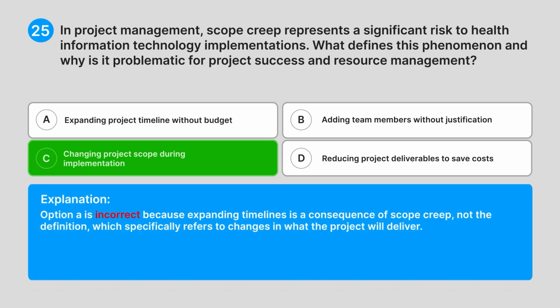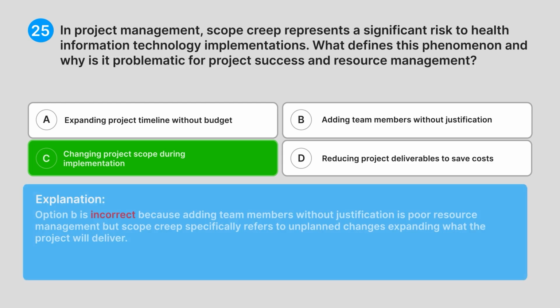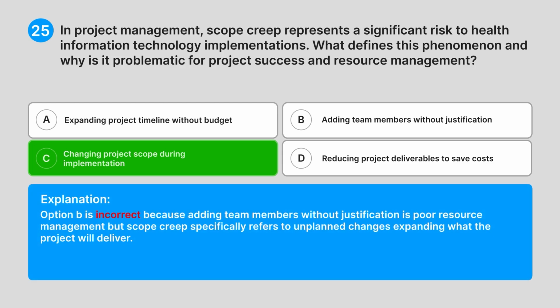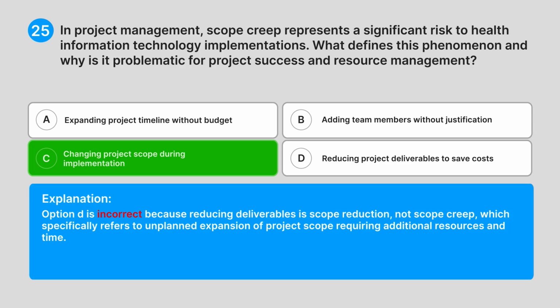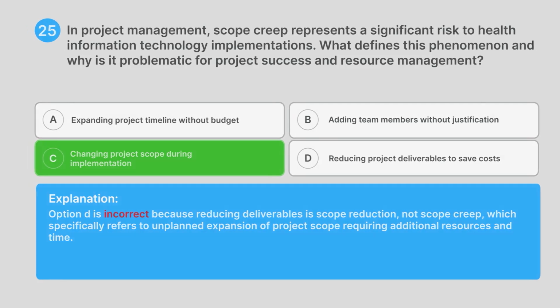Option A is incorrect because expanding timelines is a consequence of scope creep, not the definition, which specifically refers to changes in what the project will deliver. Option B is incorrect because adding team members without justification is poor resource management, but scope creep specifically refers to unplanned changes, expanding what the project will deliver. Option D is incorrect because reducing deliverables is scope reduction, not scope creep, which specifically refers to unplanned expansion of project scope requiring additional resources and time.